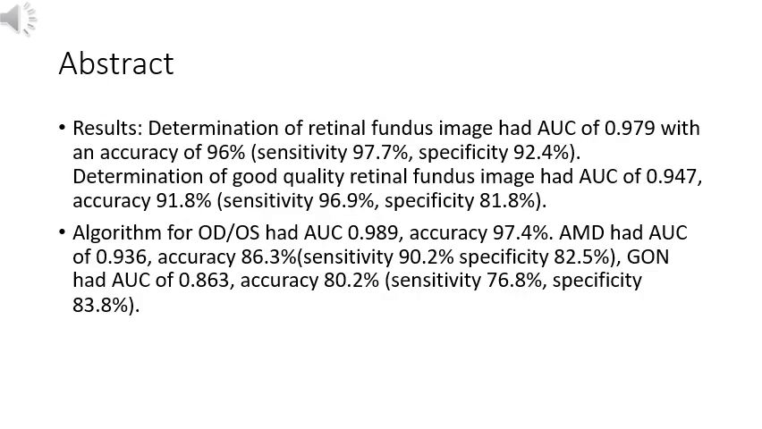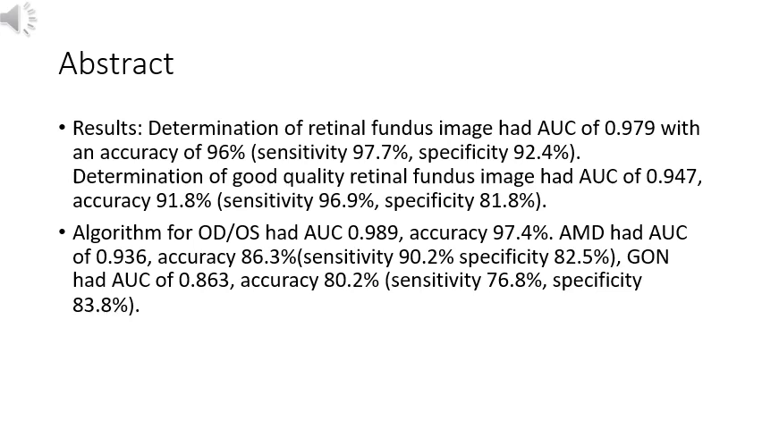Results: determination of retinal fundus image had AUC of 0.979 with an accuracy of 96%, sensitivity 97.7%, specificity 92.4%. Determination of good quality retinal fundus image had AUC of 0.947, accuracy 91.8%, sensitivity 96.9%, specificity 81.8%. Algorithm for OD/OS had AUC 0.989, accuracy 97.4%.